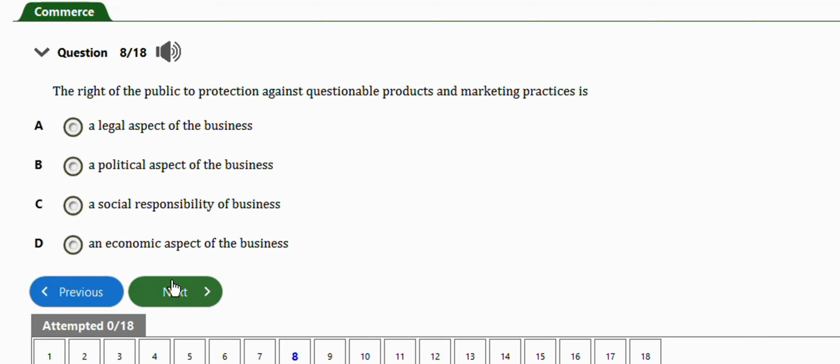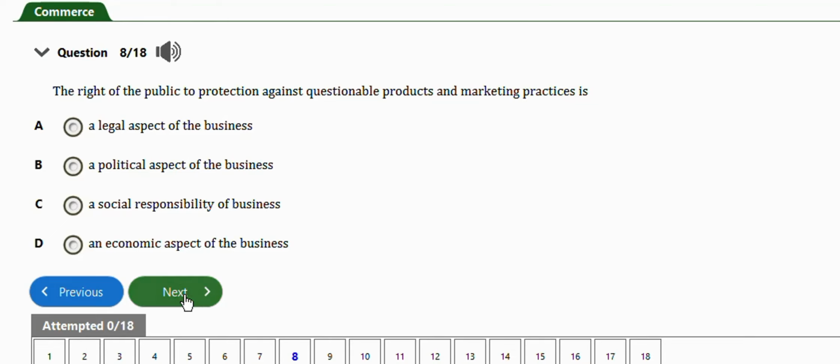Next one says the right of the public to protection against questionable products and marketing practices is a legal aspect of the business, a political aspect of the business, a social responsibility of business. Option C, guys. Okay, social responsibility of business.